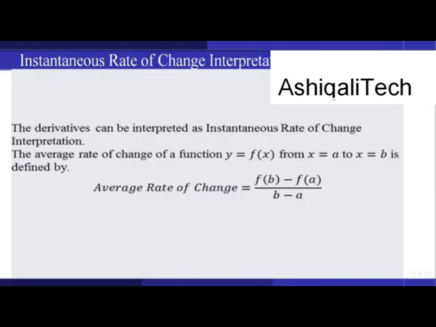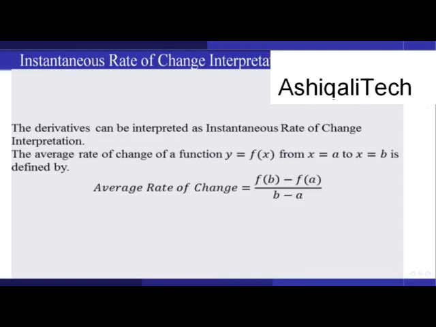The derivatives can be interpreted as instantaneous rate of change. The average rate of change of a function y is equal to f of x from x is equal to a to x is equal to b is defined by average rate of change, and is equal to f of b minus f of a divided by b minus a.